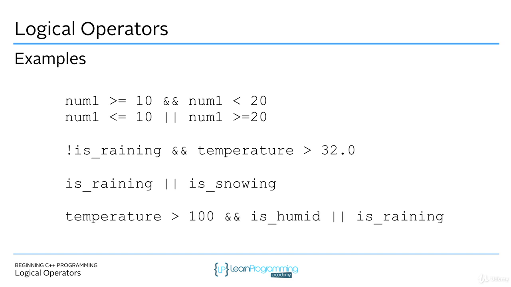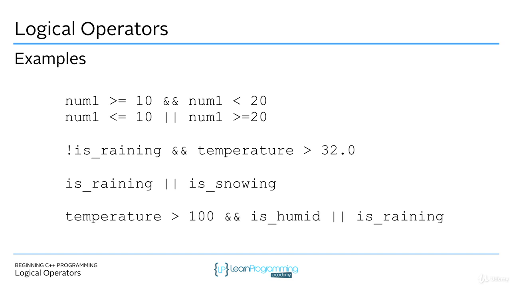In the next logical expression, we're using a logical OR. In this case, either expression or both can be true for the entire expression to be true. So if num1 is less than or equal to 10, then the entire expression will be true. Also, if num1 is greater than or equal to 20, then the entire expression will be true. Notice how both expressions cannot be true, since num1 cannot be less than 10 and also be greater than or equal to 20 at the same time.